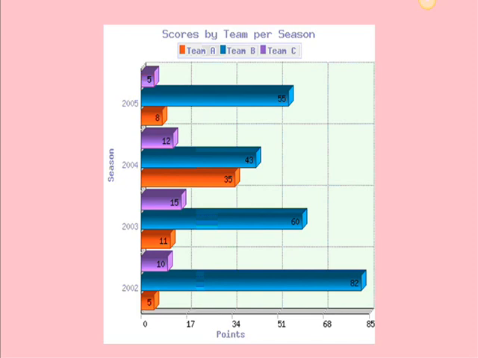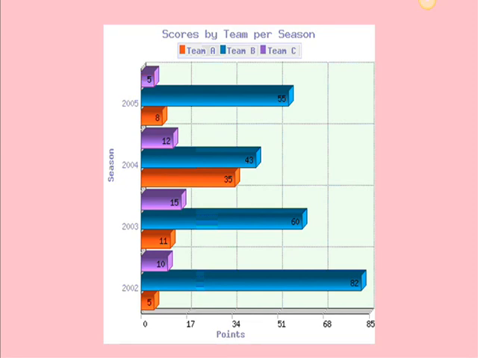You may have observed that Team B appears to be the strongest team, since they have way more points than the other teams during most of the seasons. In 2004, Team A had a good season and Team B had their worst season of the 4.